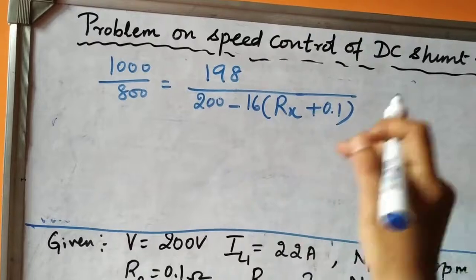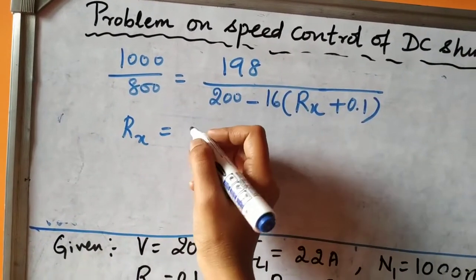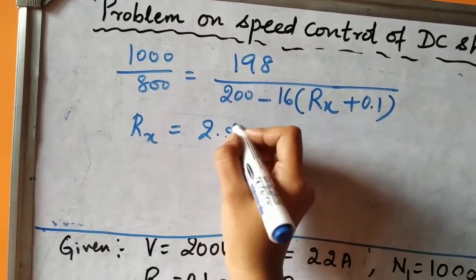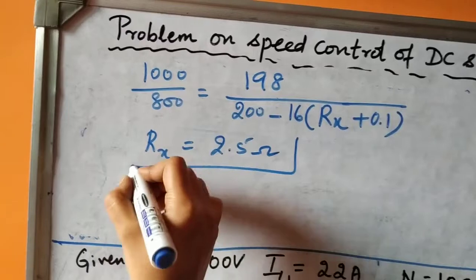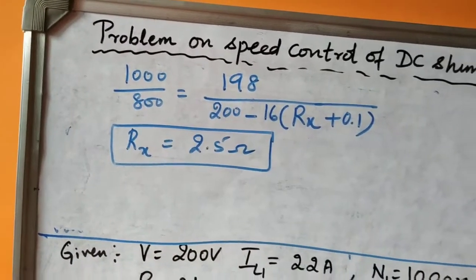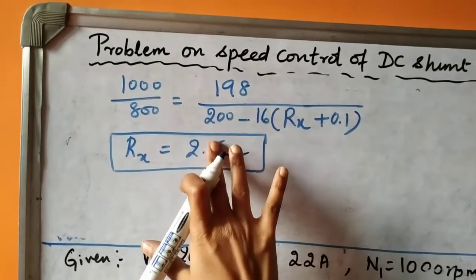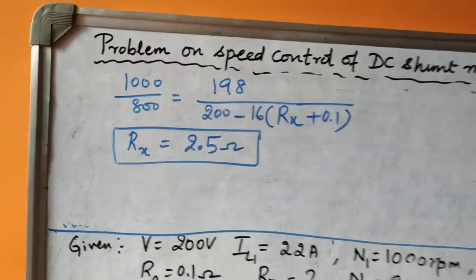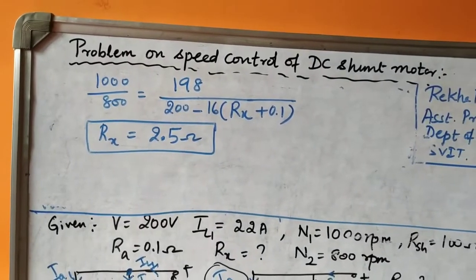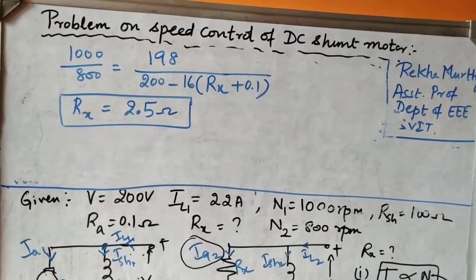So we'll get the answer Rx as around 2.5 ohms. So we get the Rx value as 2.5 ohms. Okay, fine. So this is about the first case.